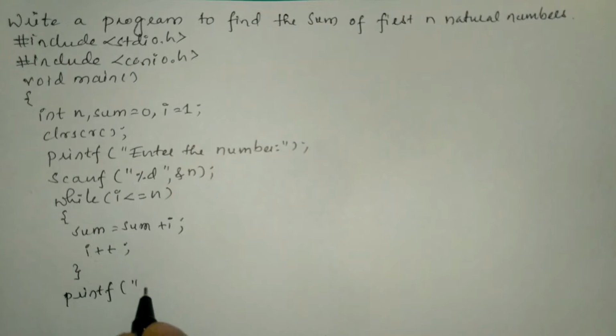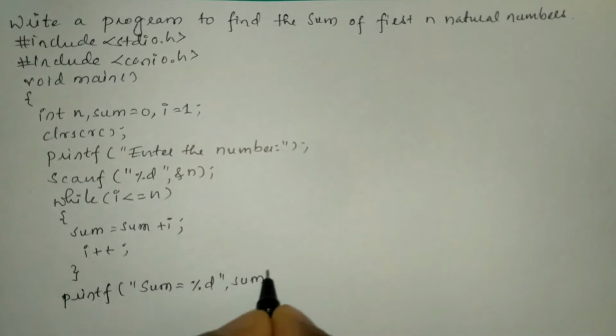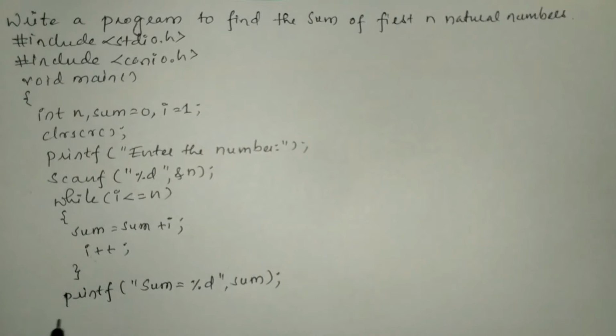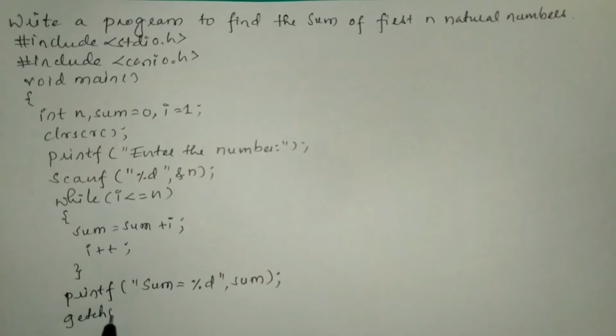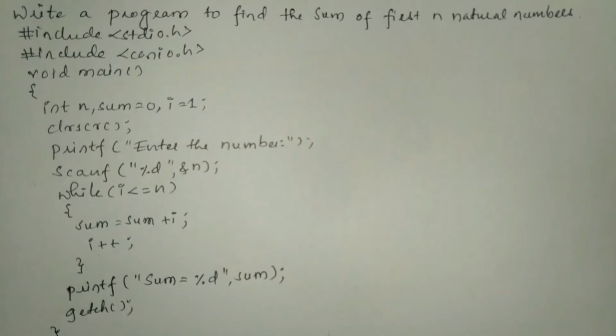Now we are going to print the value stored in sum. Here using printf in a double quotation mark I'll write sum is equal to %d format specifier, end the double quotation mark, put comma, and then I'm going to write sum variable and put semicolon. Here I'm going to write getch function and then curly closing brace for main function.